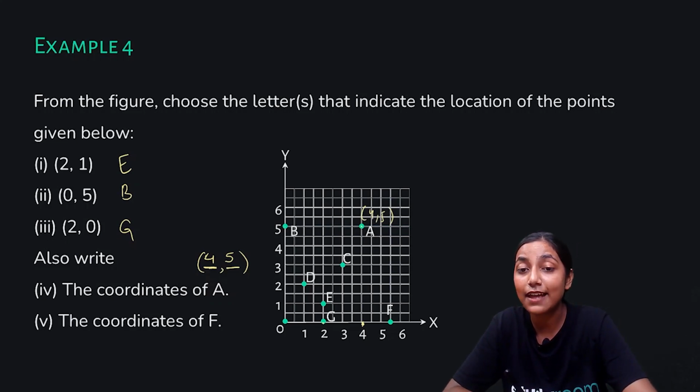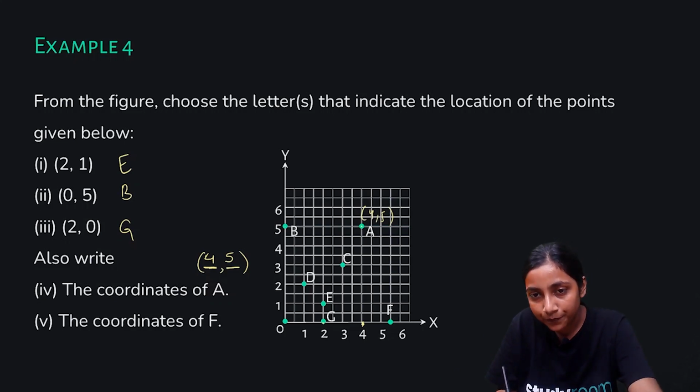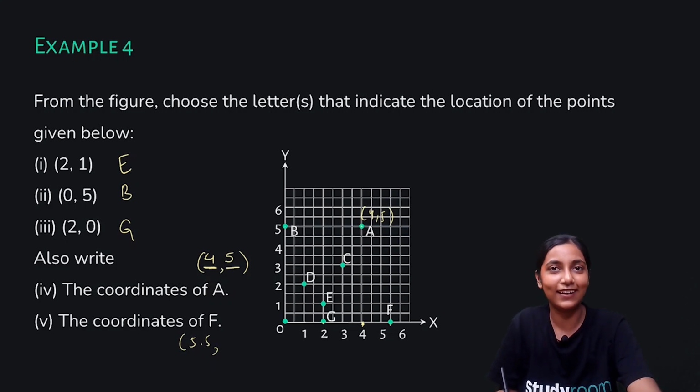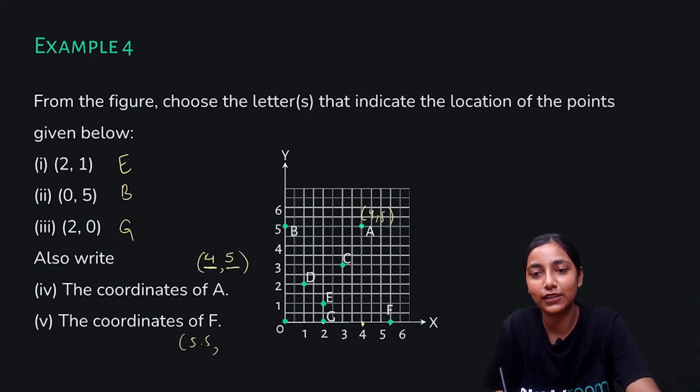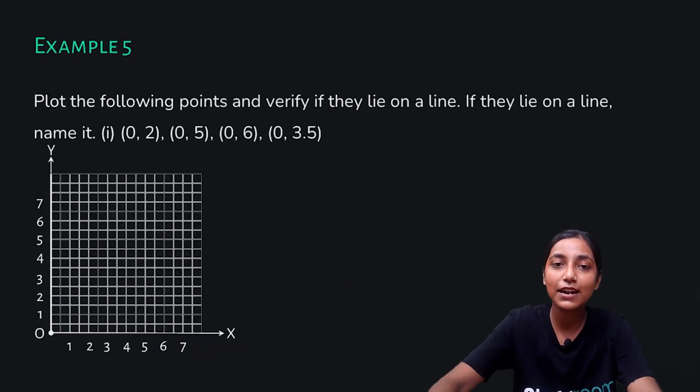Further, the coordinates of F. If you see, F is how many units to the right side of origin? It is somewhere between 5 and 6, that is 5.5 units. So the coordinates of F is 5.5, comma, how many units upward to this x-axis? No, it is not any unit upward, but it is on the x-axis. So it is (5.5, 0). These are the coordinates for F.